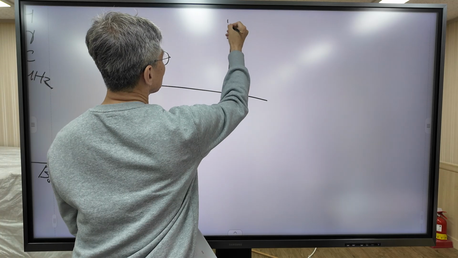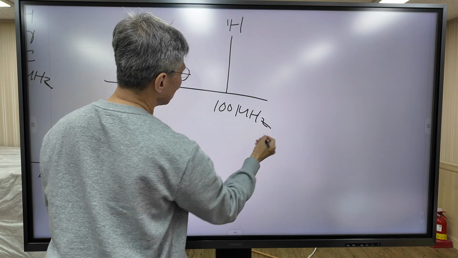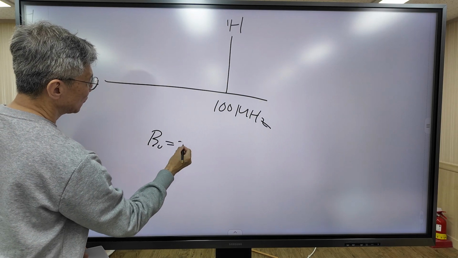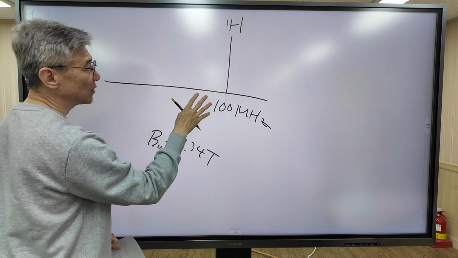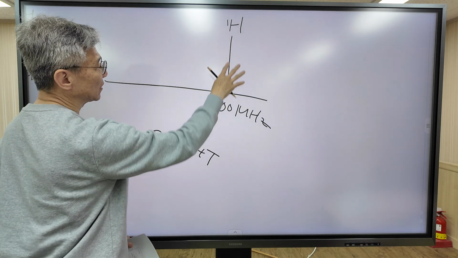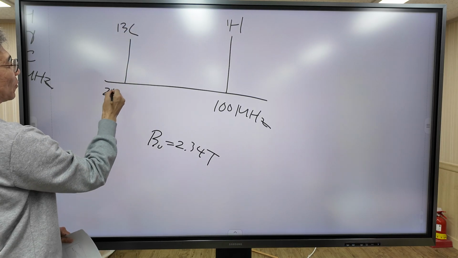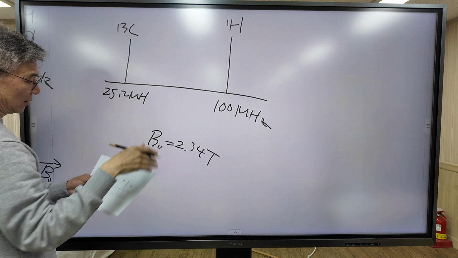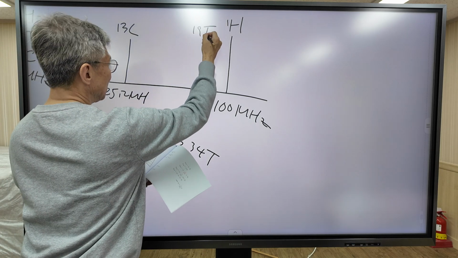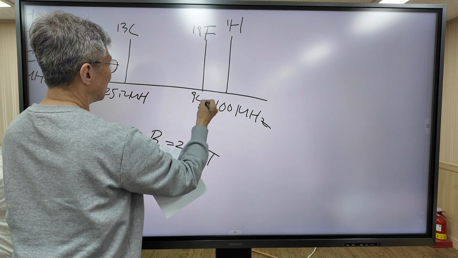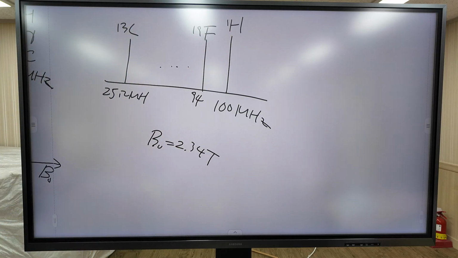For proton, 100 megahertz. When a 2.34 Tesla magnetic field is applied, the transition frequency of the hydrogen proton is 100 megahertz, carbon-13 is 25.2 megahertz, fluorine-19 is 94 megahertz, and so on. It depends on the type of the nucleus. The transition frequency is different.